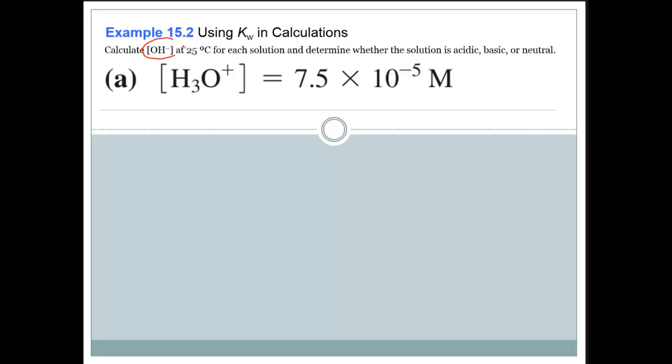Calculate the OH minus concentration for each solution, we're only doing one here, and determine whether the solution is acidic, basic, or neutral. Personally, I like to look at the pH. If I do pH and pOH and interchange them, I end up confusing myself, so I like to stick with one. So before I calculate the OH minus, I'm going to go ahead and calculate the pH. So pH is negative log of H3O plus.